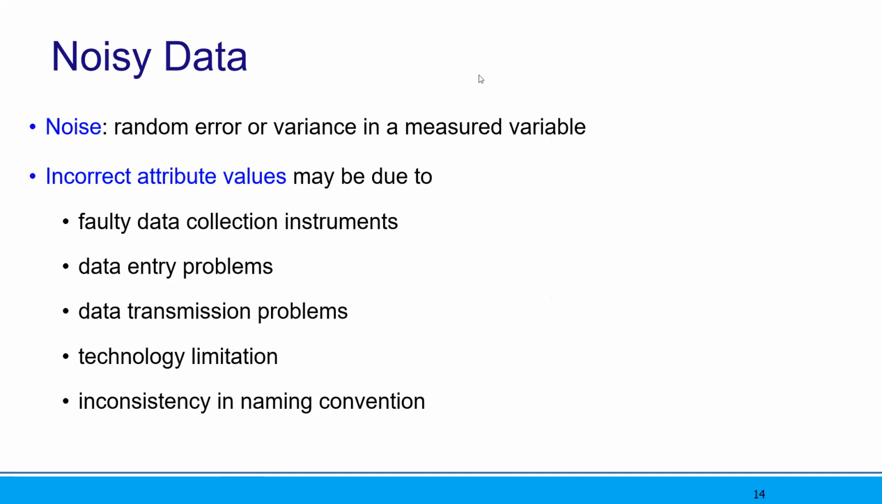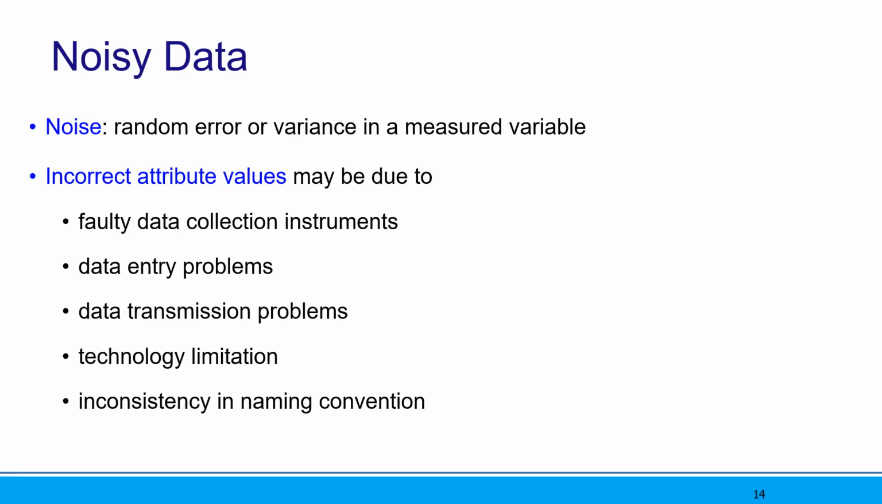We have another issue with data cleaning. We already saw before about noisy data. What is noisy data? Noisy data means I have random error or variance in the measured variable. The incorrect attribute values may be due to a faulty data collection instrument, or the tools have errors, and then the data should be in the normal distribution, but suddenly it jumps, or it goes down.